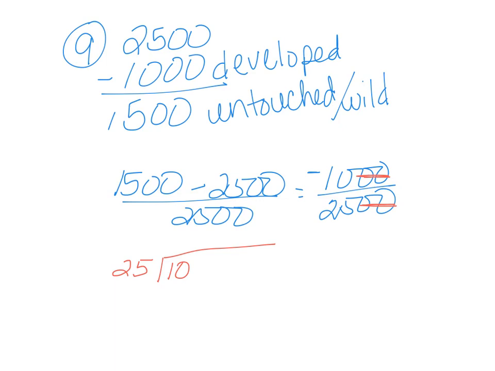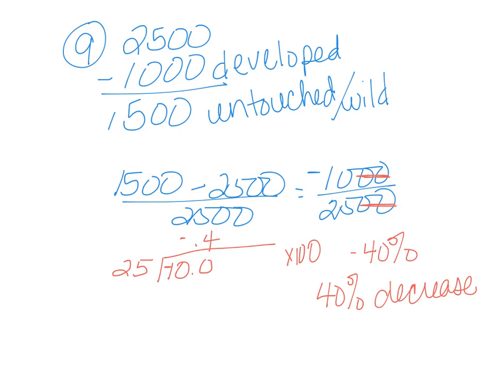So I have 25 going into 10. And this is actually a negative 10. Don't forget your negatives. Here's a decimal, bring it up. This does not go in, so I'm going to add a 0. And now it goes in evenly at 4. And so our answer is negative 0.4. And we multiply that by 100. So when we multiply 0.4 times 100, we end up with a negative 40%. And so we say that that is a 40% decrease in wild chaparral.